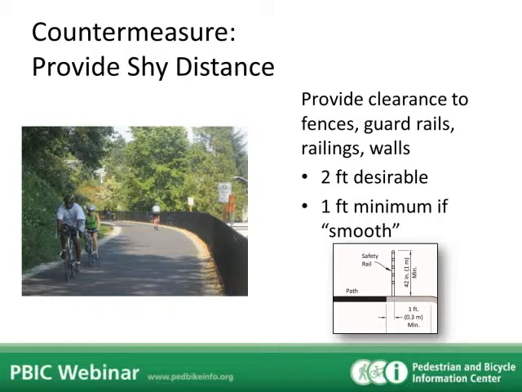A few other things. Again, this is between crossings, you want to think about shy distance. And you can see in the picture here, there's a little over a foot of shy distance between the edge of the pathway and the fence. 2 feet is desirable, but in some cases in a constrained environment, you can go down to 1 foot. But again, you really want some of that clearance. If the pavement goes all the way up to, say, the railing, you may want to consider putting in a white line 2 feet off of the fence line, just to make sure that people really stay away from that.